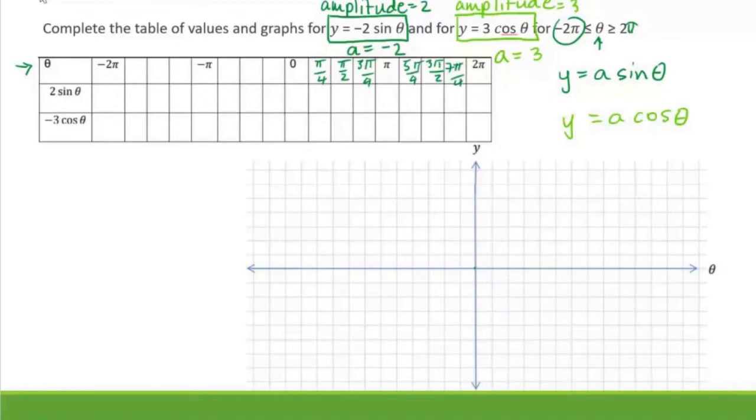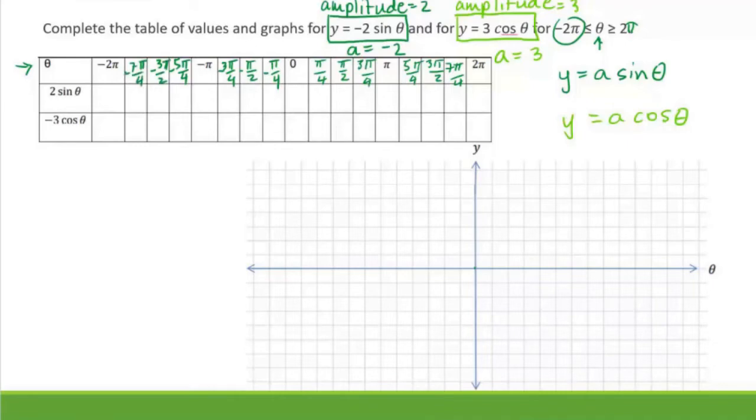The same thing happens in the negative direction. We'll again count by quarters. Negative pi over 4, negative pi over 2, negative 3 pi over 4, negative 4 pi over 4 is negative pi. Negative 5 pi over 4. Negative 6 pi over 4 is negative 3 pi over 2. Negative 7 pi over 4. And negative 8 pi over 4 brings us to negative 2 pi.